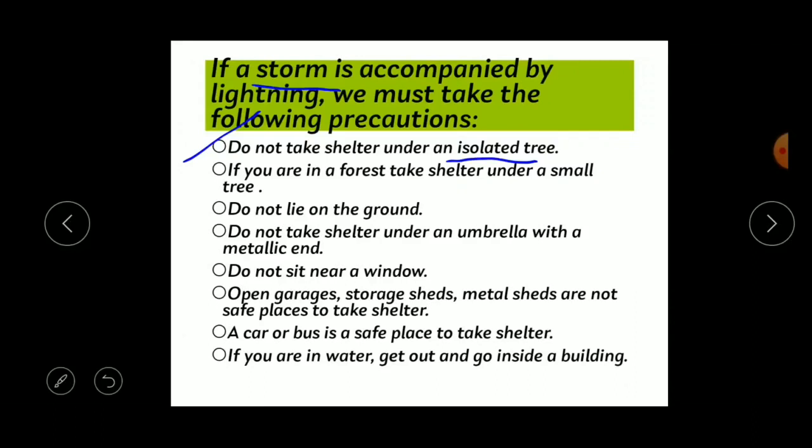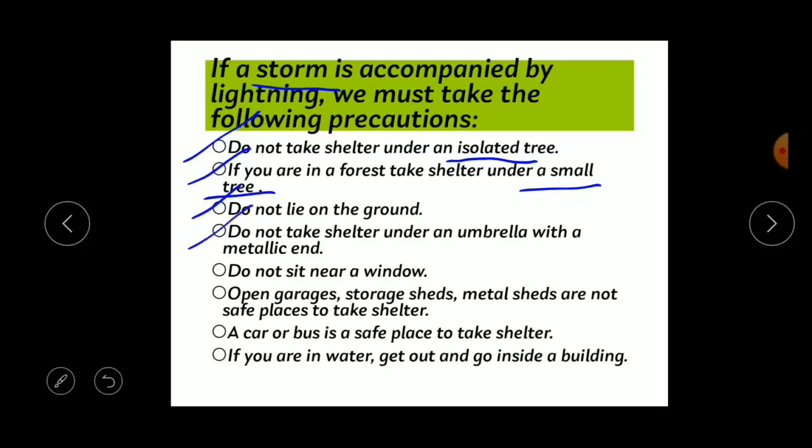The second point is, if you are in a forest, take shelter under a small tree. Suppose you are in a forest, try to take shelter under a small tree rather than a big, large tree. The third point is do not lie on the ground. In the time of a thunderstorm, avoid lying on the ground.